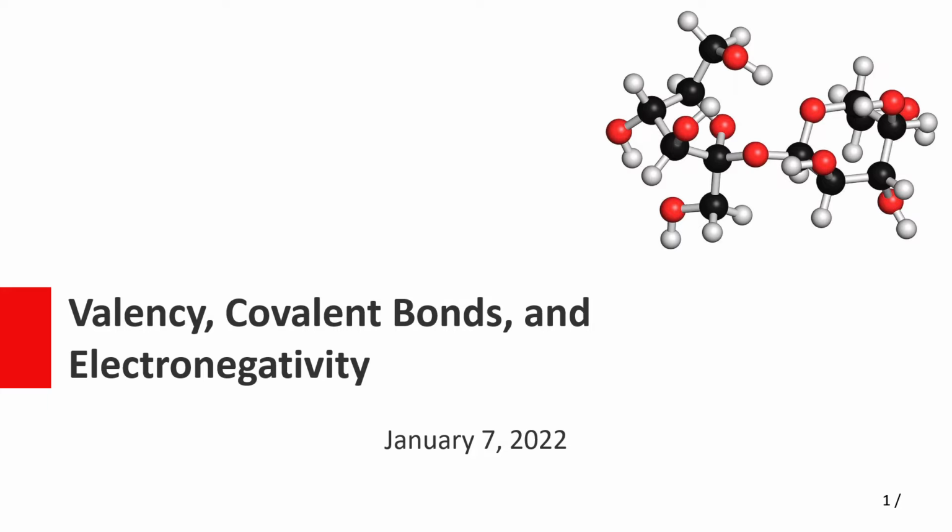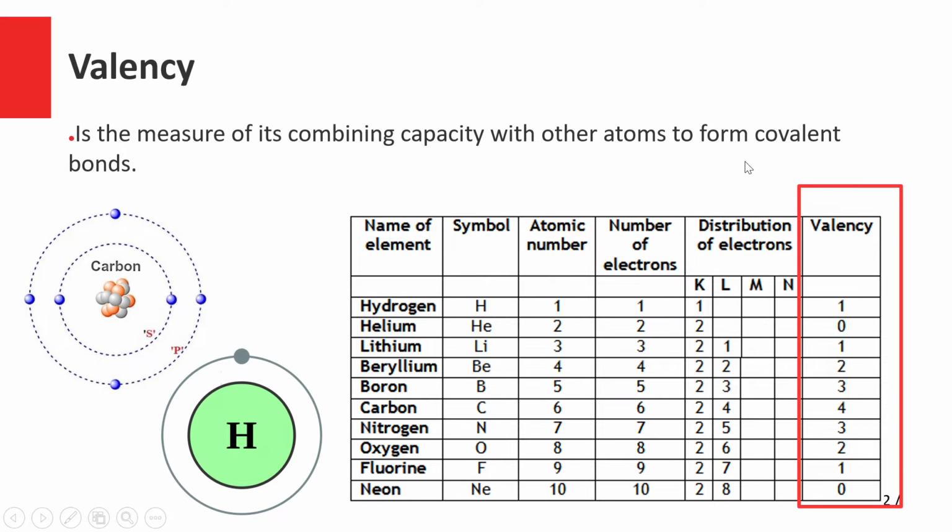So I'm going to tell you about some introductory chemistry concepts, including valency, covalent bonds, and electronegativity. So starting off with valency, each atom is made up of protons, neutrons, and electrons. Protons and neutrons are in the core of the atom.